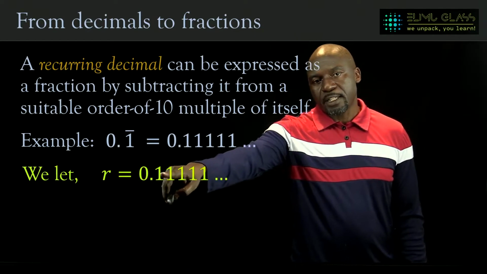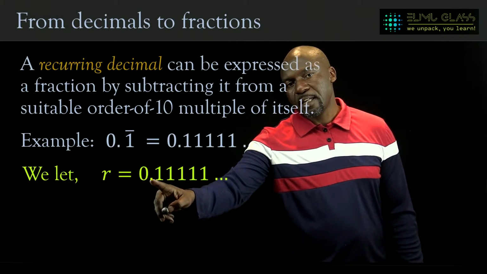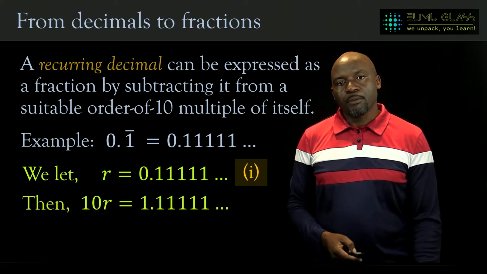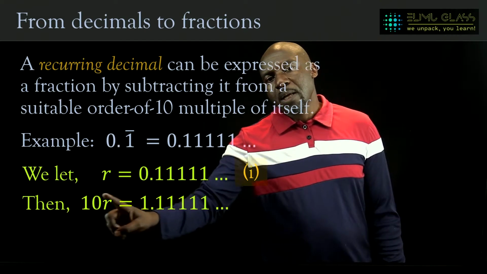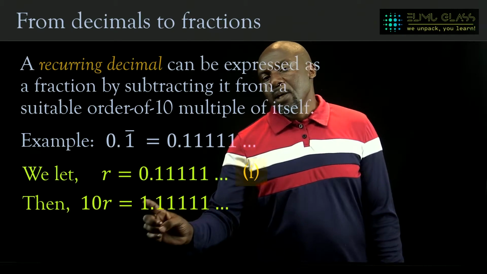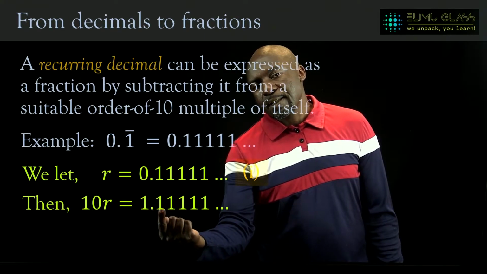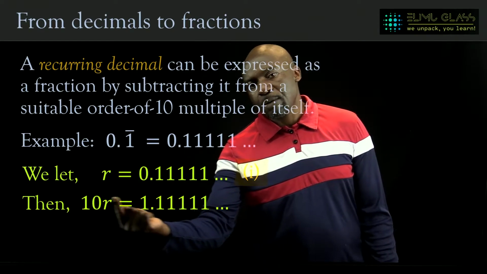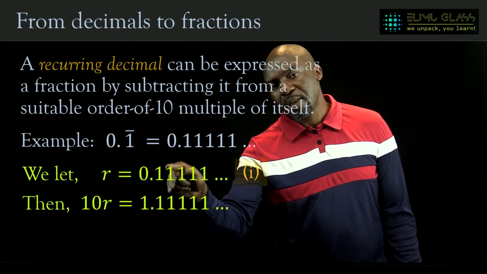If I multiply R by 10, I'll get 10R equals, and the decimal point moves forward one step, so 10R is 1.1111. The important thing is that I multiply by either 10 or 100 or 1,000 and so on, so that the digits behind the decimal point are exactly the same and in the same order as the digits of R. So 10R becomes 1.1111. You can see behind the decimal point they are all the same.